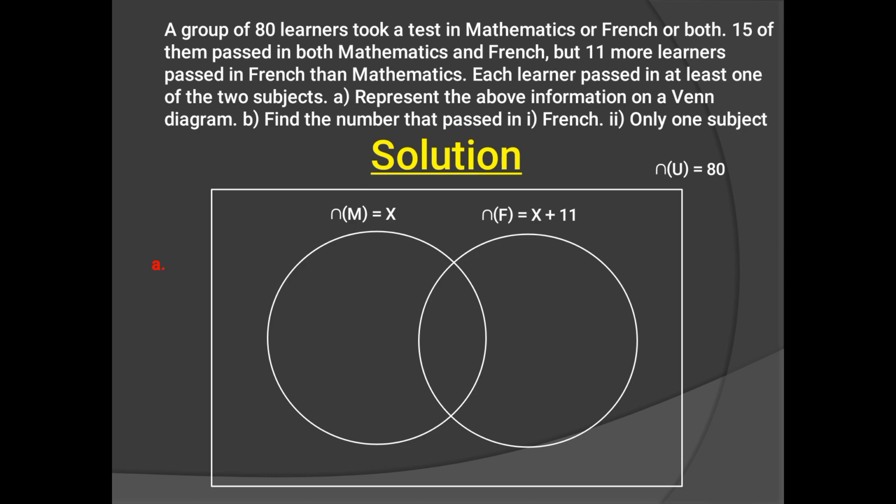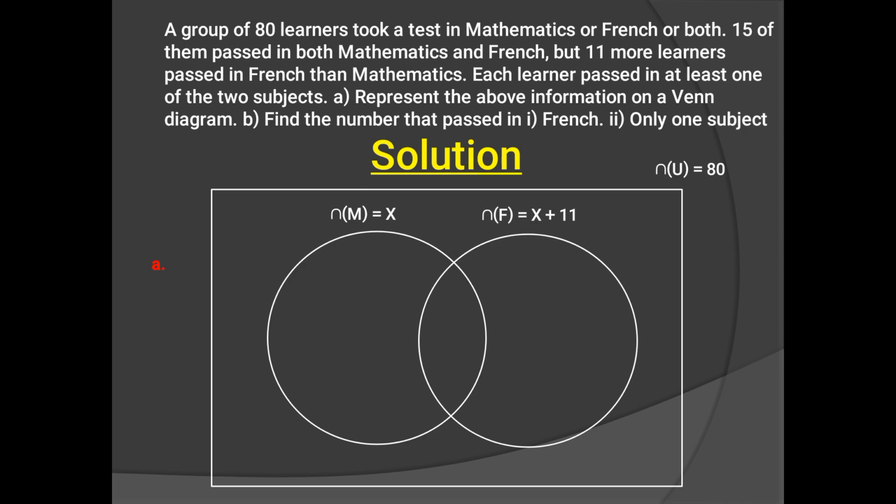Then we come to our 2 circles. Number of M: we said in the previous slide that we should use X to represent those that pass mathematics. So the number of students that pass mathematics is X. If that is X, then the number that passed in French, we said, is going to be X plus 11.